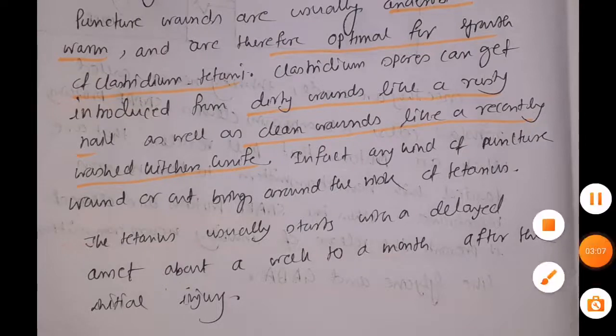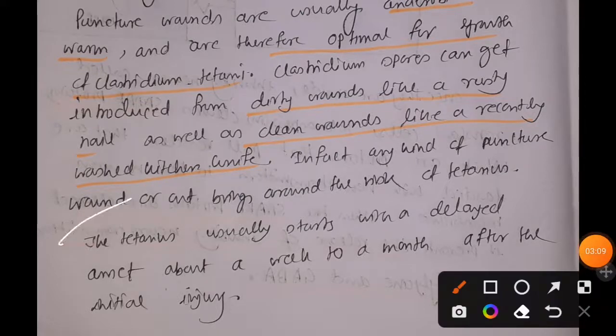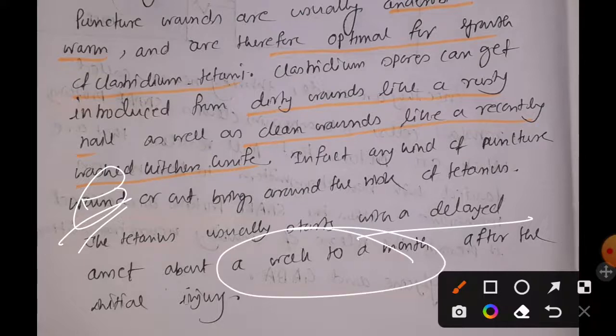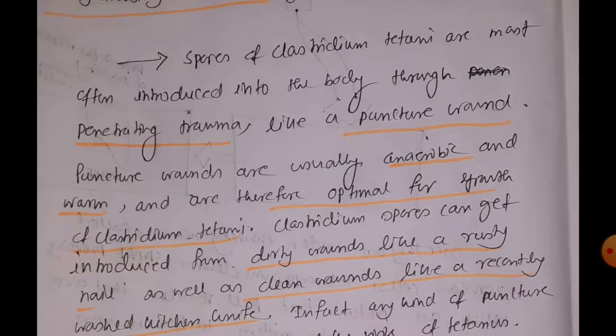Okay, now the incubation period, right? Incubation period means, after Clostridium tetani enters, how much time it takes to show its first symptom, right? So it takes about a few weeks to a month after the initial injury, right? So that is the first slide about that.